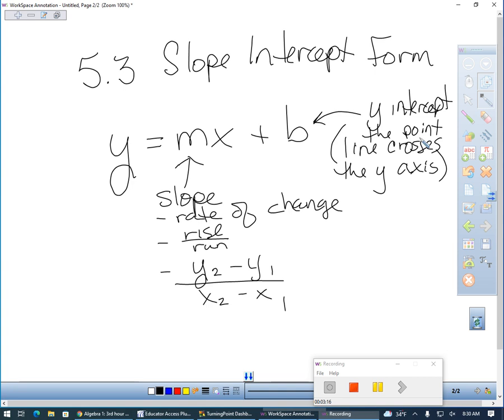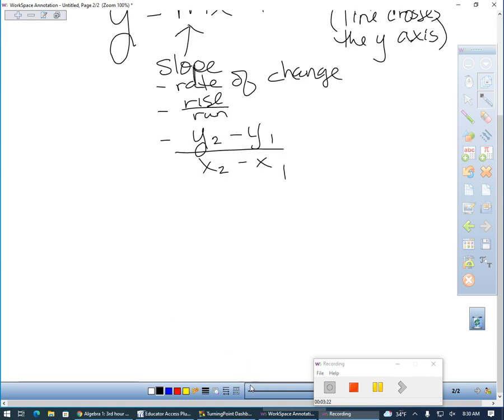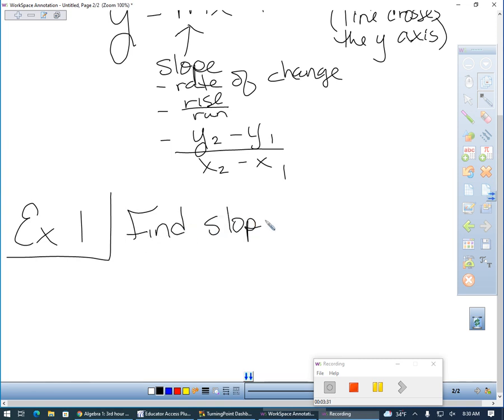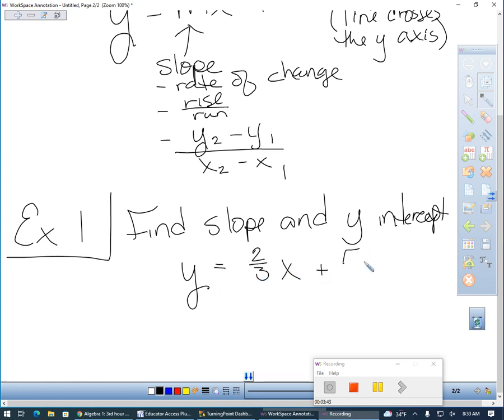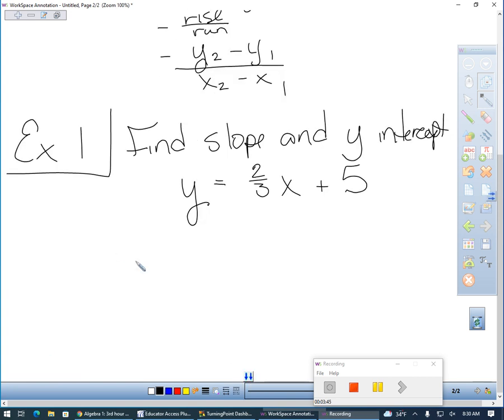Okay? All right, so that being said, example number 1. I want to know, find slope and y-intercept. I'm going to give you an equation, y equals 2/3 x plus 5. So I need to know what m is. What is m? 2/3, perfect. I also need to know what b is, 5.